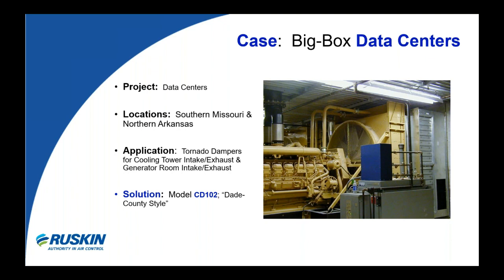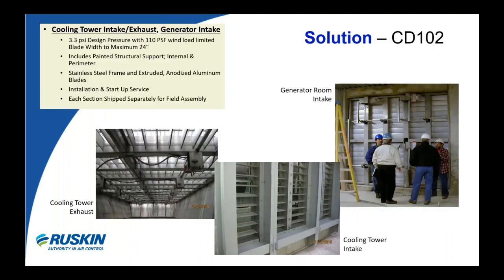The project requirements were such that the dampers would be designed to withstand a maximum wind load of 110 psf, which would limit the damper blade lengths to 24 inches based on our engineering calcs. The dampers for the cooling tower exhaust would be installed horizontally for vertical airflow and would need to fill an opening of 472 inches wide by 172 inches long.